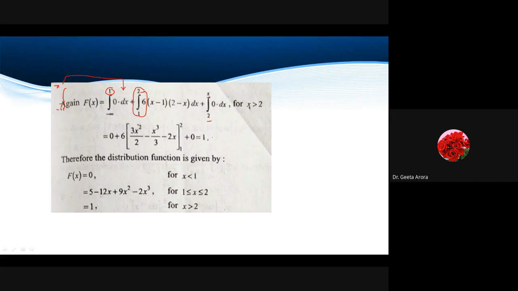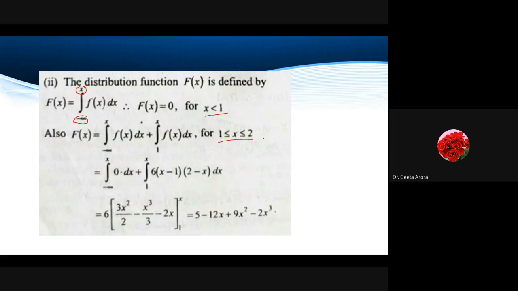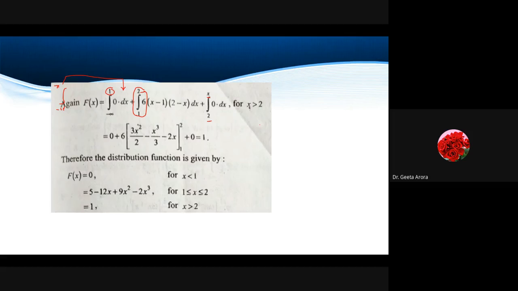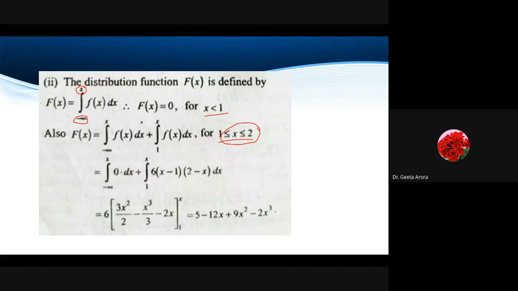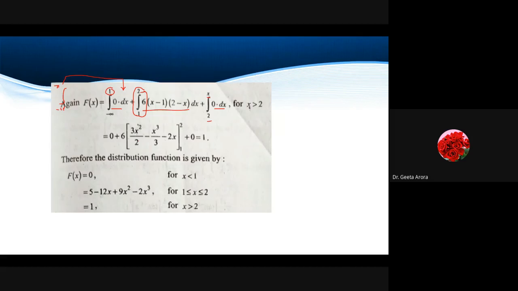As per the definition, the function is defined only for the interval 1 to 2. So we have to write here only the function 6(x minus 1)(2 minus x), and otherwise it is 0. So I think it's better that you can skip all this part. It doesn't require it. You can directly go here. Correct? And now if you put the values from 1 to 2, it is giving you the value which is equal to 1.